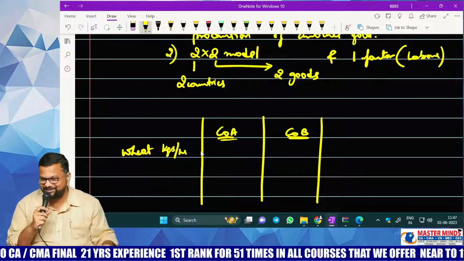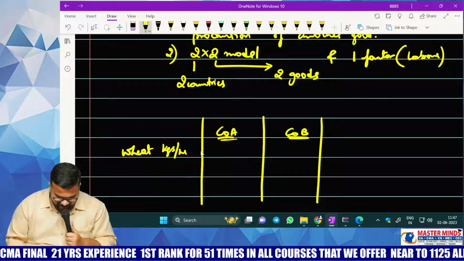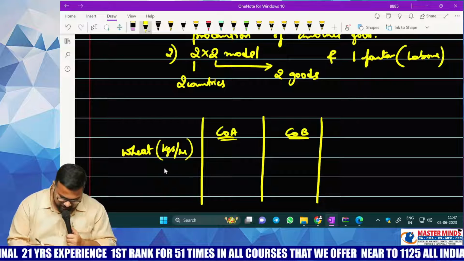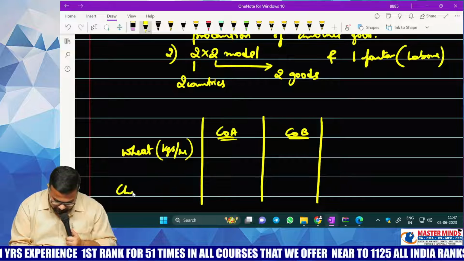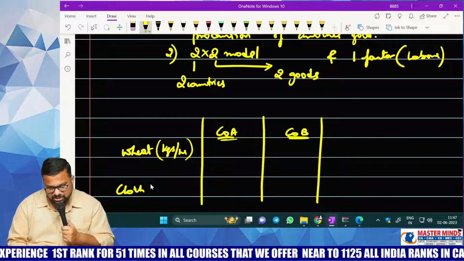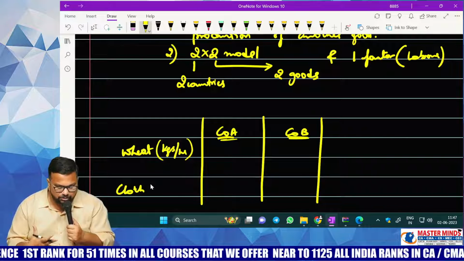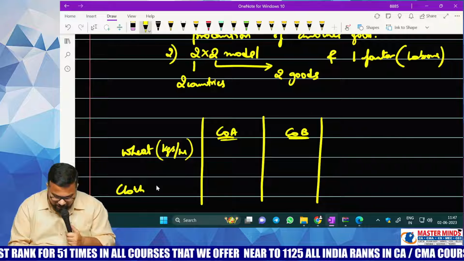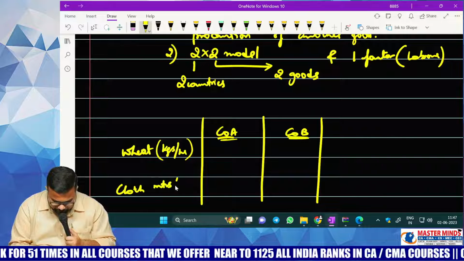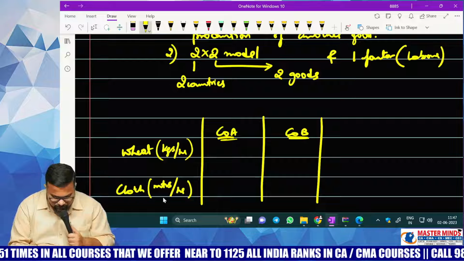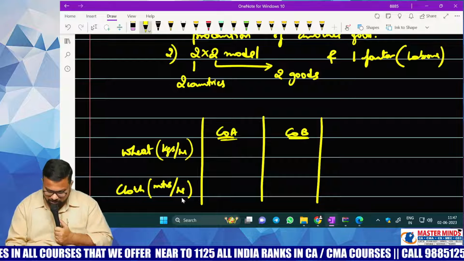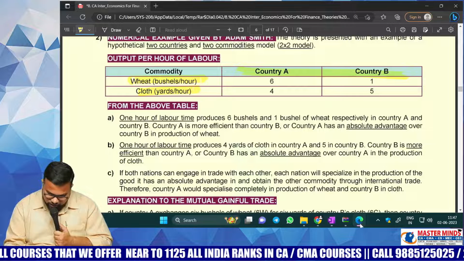Okay, wheat, kgs per hour, Nana. Next, cloth. He has taken yards. Generally in large scale we talk in terms of yards, but I am taking it as meters per hour. It becomes very easy for us, Nana, to understand. Okay, right. So kgs per hour, meters per hour.